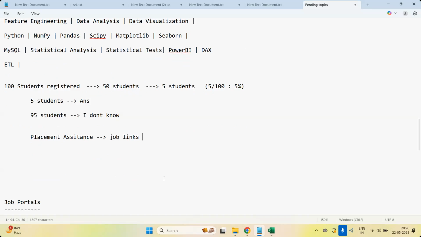Only 5 students are excited about the work. The remaining 95% of the students are excited about when the course will be completed, when we'll get the Naresh IT certificate, when we'll get the job. They are excited about that. Only 5 students are excited about the project work.